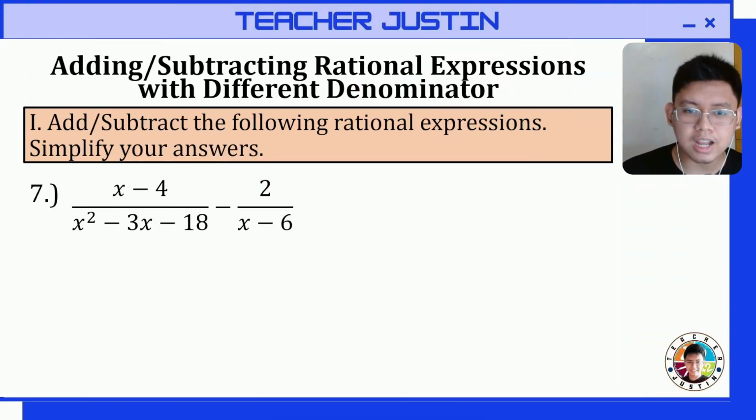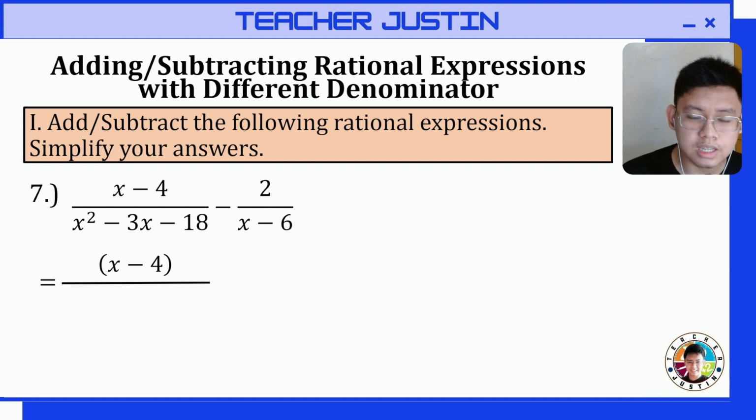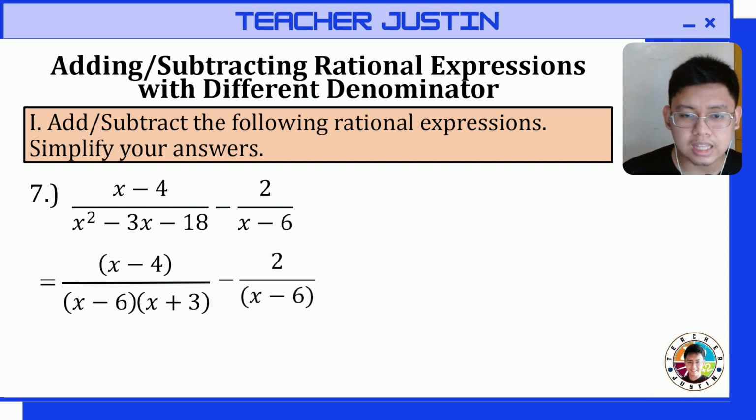Okay, let's subtract this to rational expression. So, pag nagsusubtract tayo ng rational expression, okay, and iba yung denominator nila, ang first step natin is for us to factor our denominator. So, we have our numerator x minus 4. Sa denominator natin, yung factor ni x squared minus 3x minus 18, that is equal to x minus 6 and x plus 3. Now, kopyahin lang natin yung ating second rational expression.